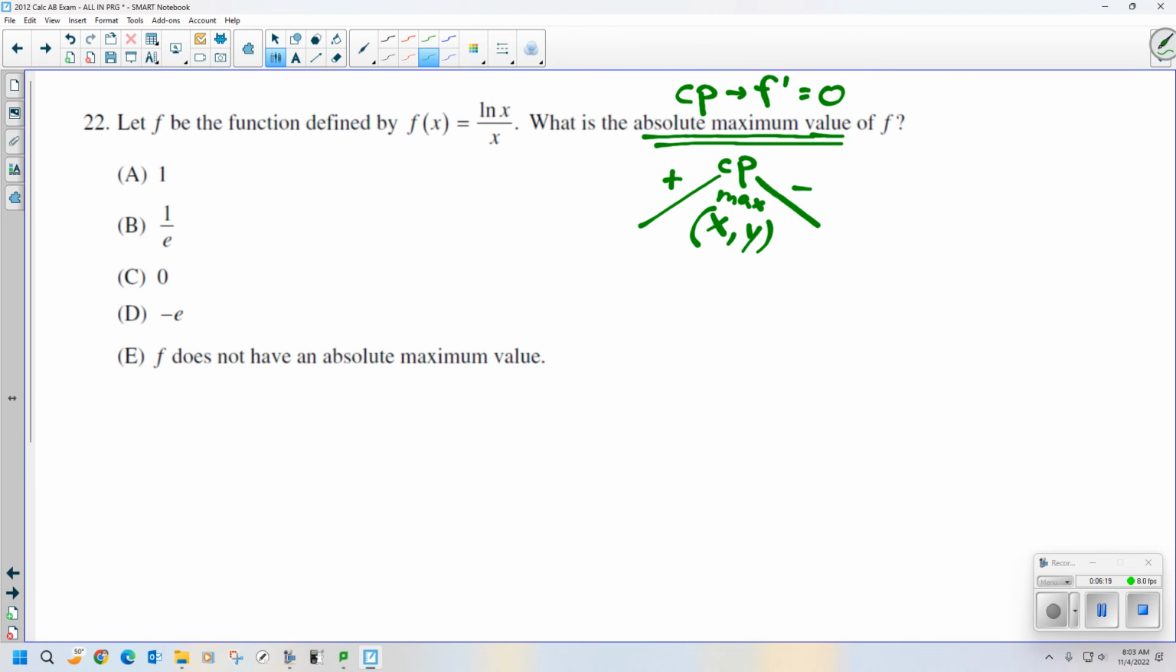I don't want to know where my max occurs. I want to know the absolute maximum value. The x is where it occurs, or the location of the max. The y is the actual value. So I'm going to want that y coordinate when I find the maximum, not the x coordinate. All right? So let's do this.